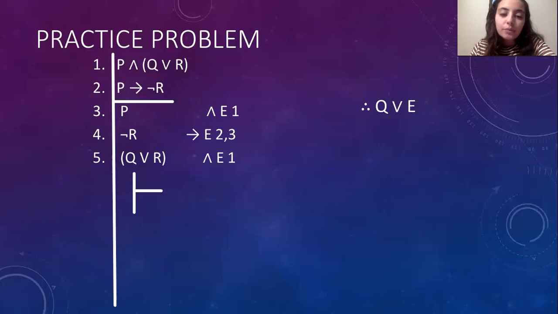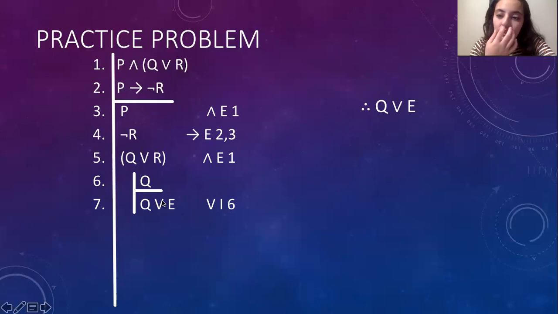So Q, right, the first part, and we're trying to get to what? We're trying to get to our goal. We're trying to get to Q or E. That's easy. You could just literally plop a Q or E, and you just do disjunction introduction, line 6, and you're good. That's it for that subproof. So does that make sense? If you're just trying to add a disjunction, it's super easy. You can just add any letter next to it, and you're good to go.